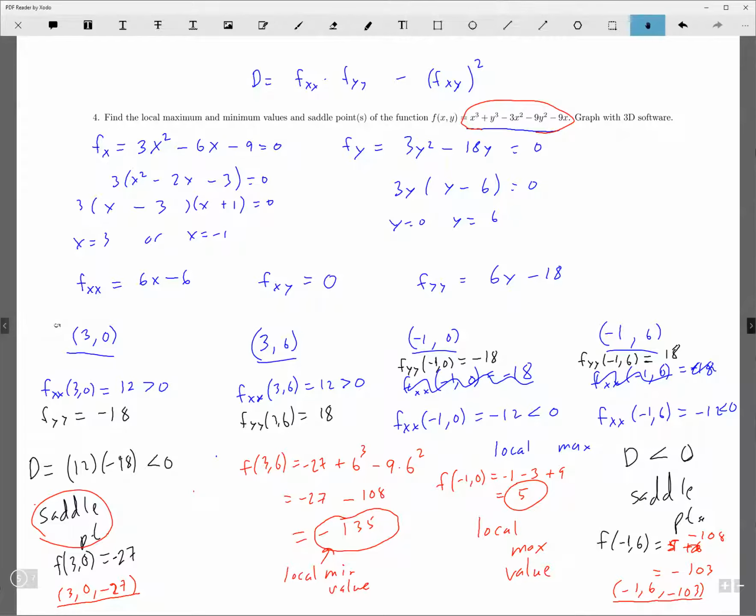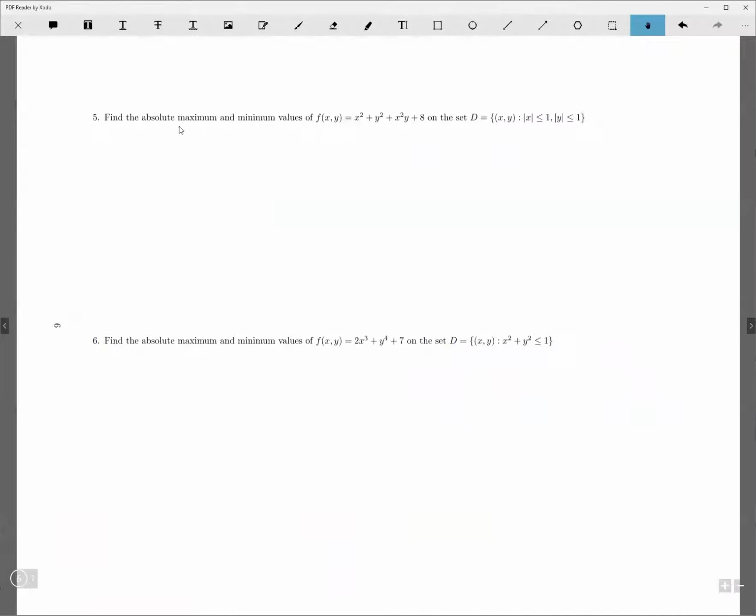Okay, good. So number 5, find the absolute maximum and minimum values of this function right here on the set, on this set right here.